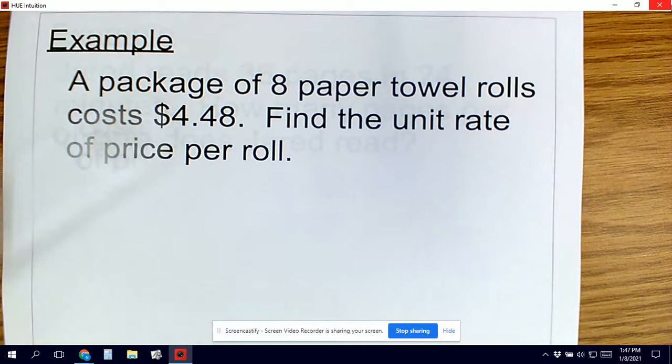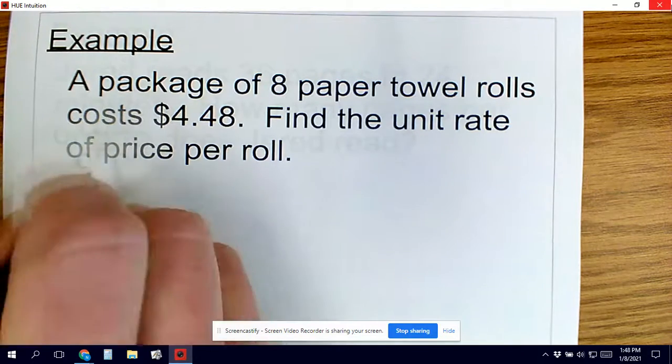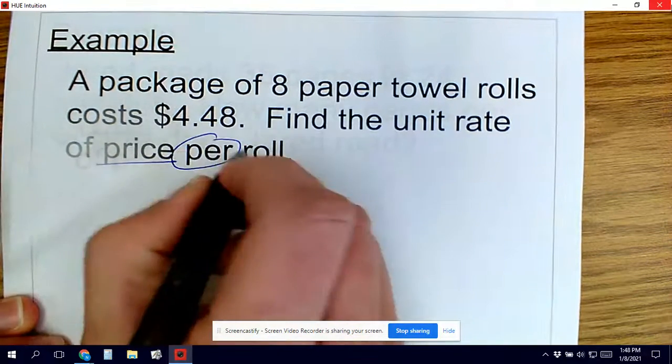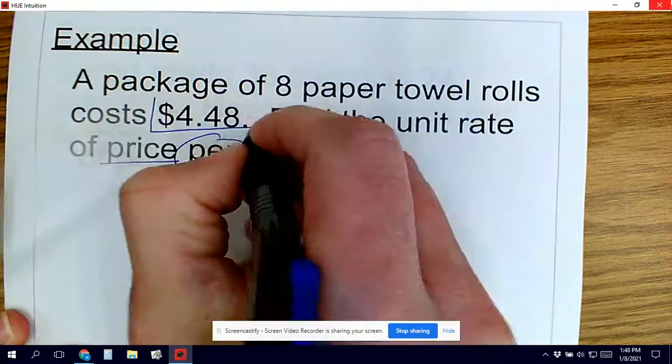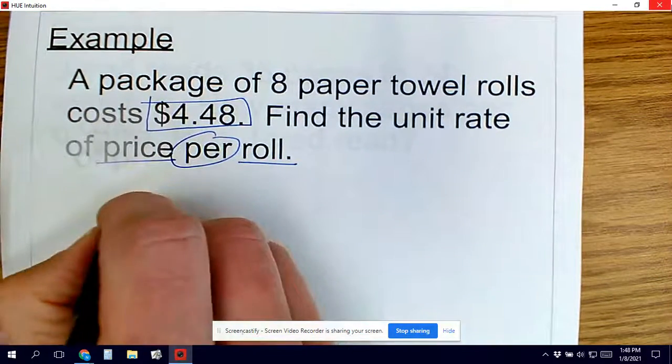All right, our next example, please work through it with me. A package of 8 paper towel rolls costs $4.48. Find the unit rate of price per roll. And right there it gives us the order it wants this rate in, price per roll. We know the price of these paper towels is $4.48.